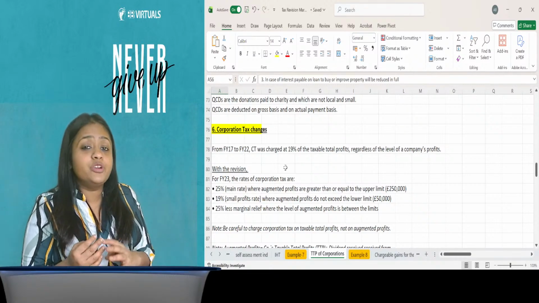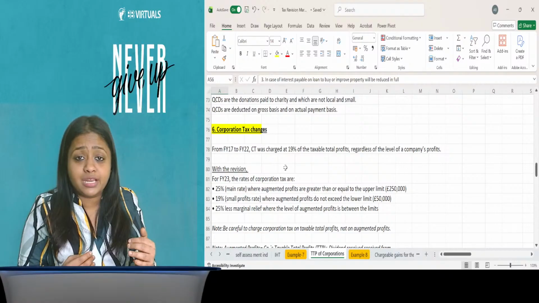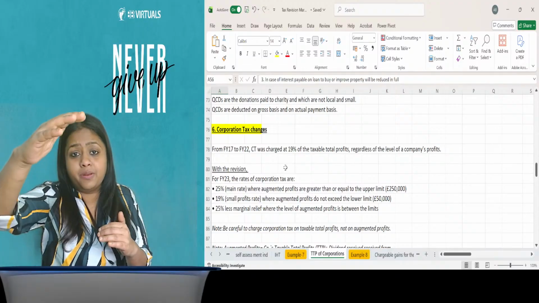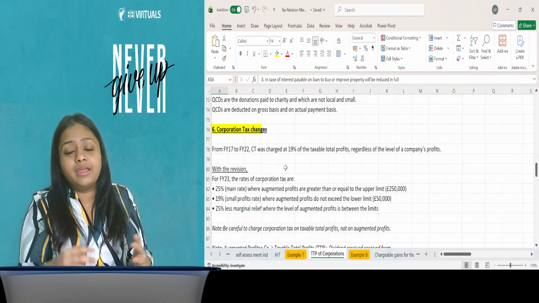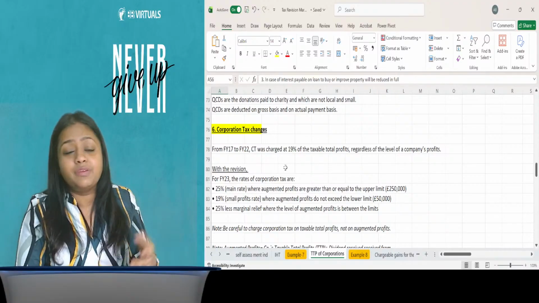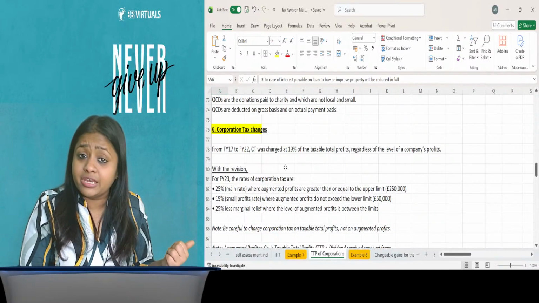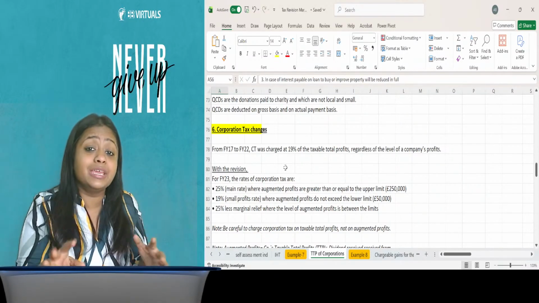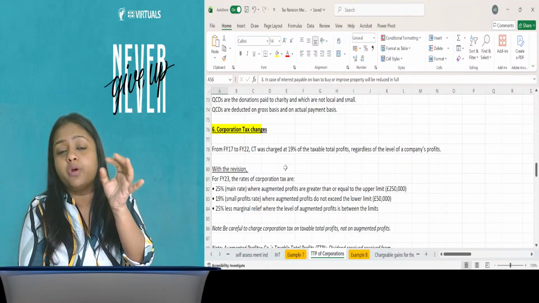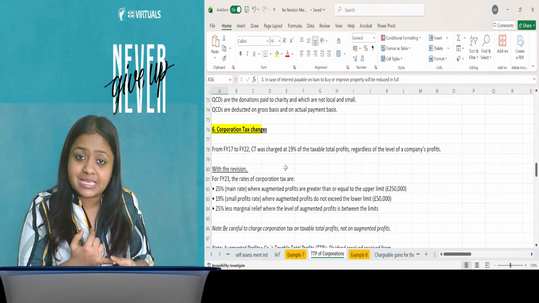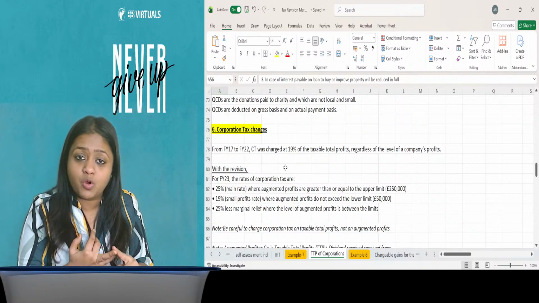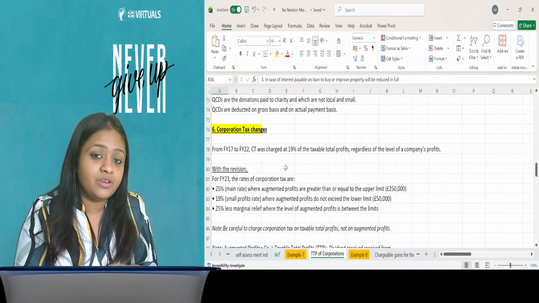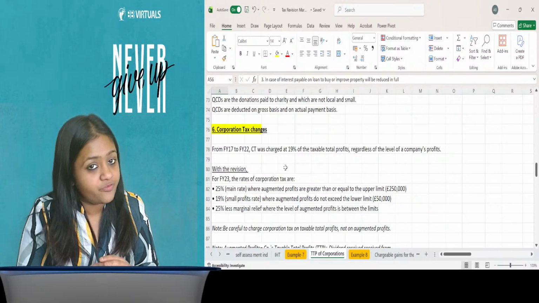If your augmented profits fall between the small profit threshold and the main rate, that is, between the lower limit and the upper limit, then we have a different method, which is either we calculate the taxes by the marginal relief method or the marginal tax method. Understand that the marginal tax is the highest tax rate applicable, which is 26.5%. So 25% is the main rate, the lower limit or the small profit rate is 19%, and in between, the marginal tax rate is 26.5%.